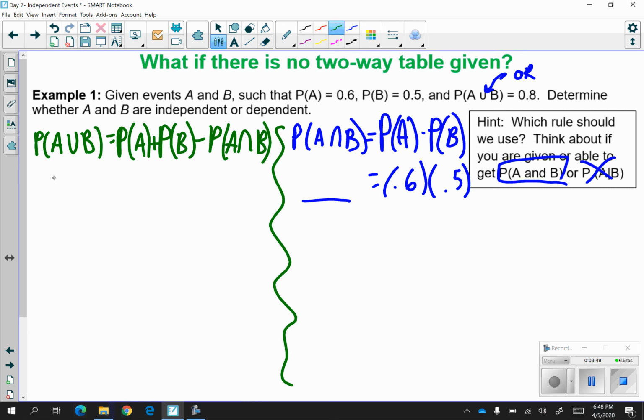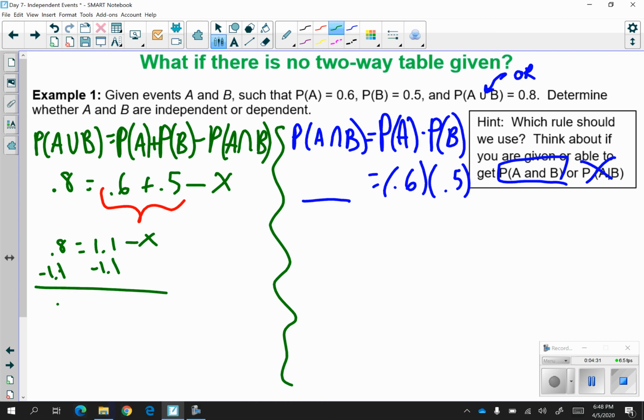We have the OR probability is 0.8. The probability of A is 0.6. Probability of B is 0.5. Minus, we have no idea what the AND probability is. We're trying to figure that out, so we're going to put an X. From there, you're going to combine like terms, and we're going to get 0.8 is equal to 1.1 minus X.